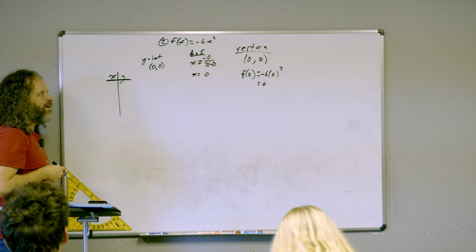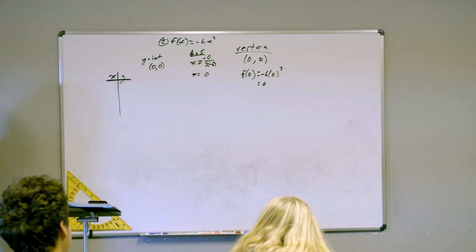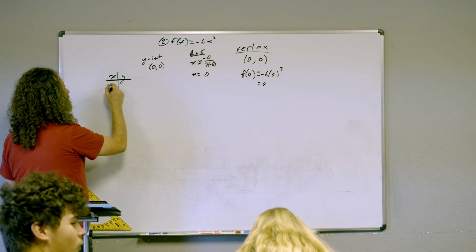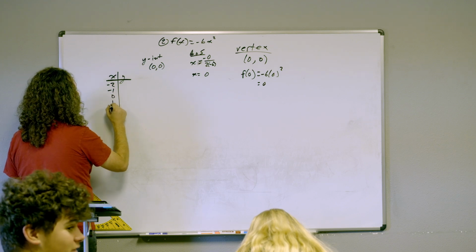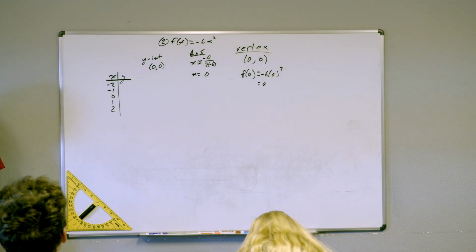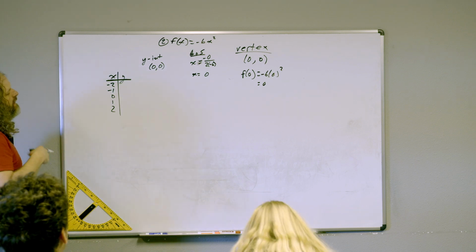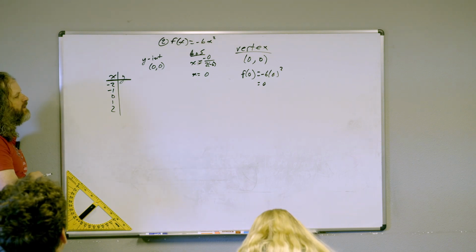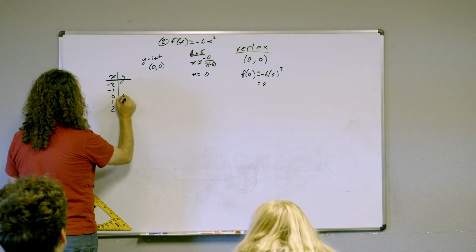So what numbers are we going to use for x? Sounds great. We can use our old standbys. There's no horizontal shift or anything like that, so we may as well just use the regular ones. This one we already know is a vertex. We just figured that out.